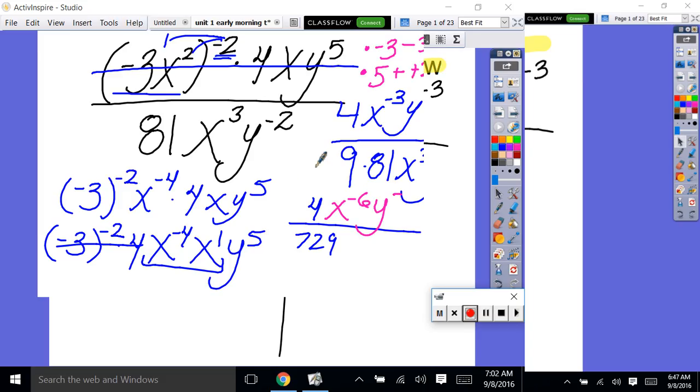Now we know this is almost our final answer. We have 1x, 1y. We have a number. We're good. We just flip anything with a negative exponent. Flip that down to the bottom, and that's going to become positive. So there's still a 4 on top. There's still a y to the 7th on top. On bottom, there's 729 and x to the +6.